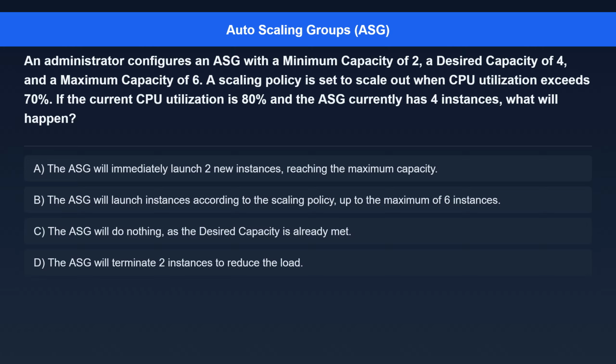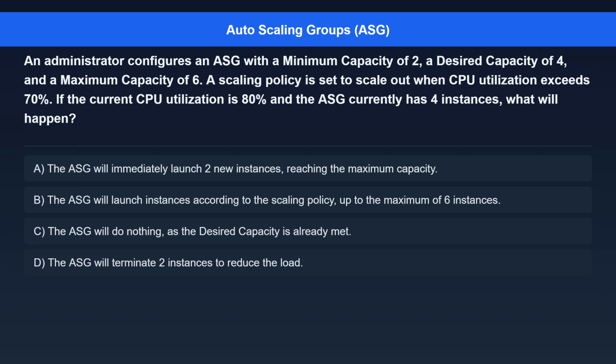Question 3. An administrator configures an ASG with a minimum capacity of 2, a desired capacity of 4, and a maximum capacity of 6. A scaling policy is set to scale out when CPU utilization exceeds 70%. If the current CPU utilization is 80% and the ASG currently has 4 instances, what will happen?